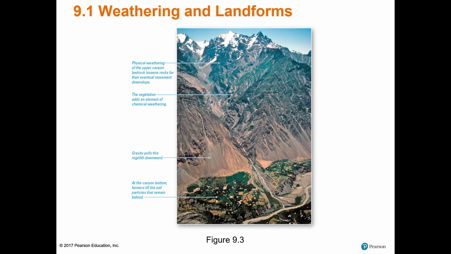And then going further down in the image, gravity is pulling this regolith downward, and you can actually see where it looks like there's sediment showering down that mountain, fanning out at the bottom. And then at the very bottom of this, the farmers can till the soil particles that remain behind.